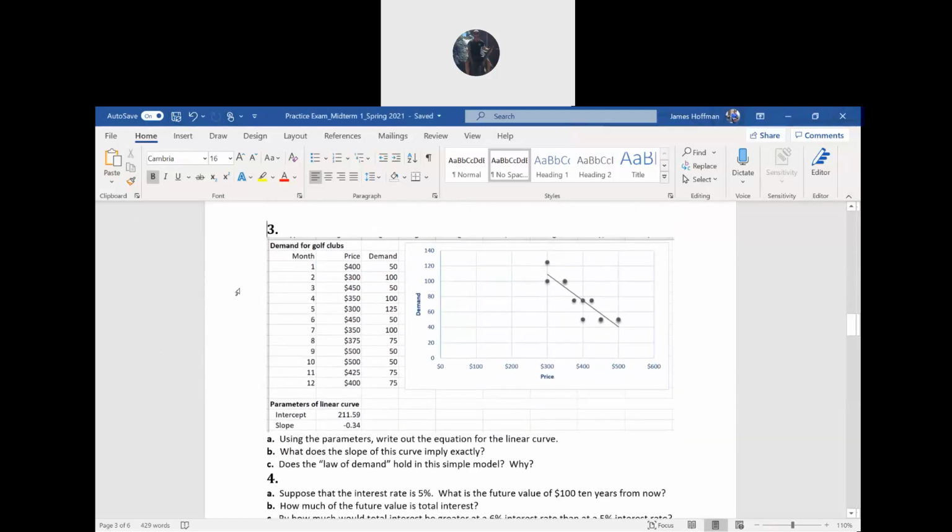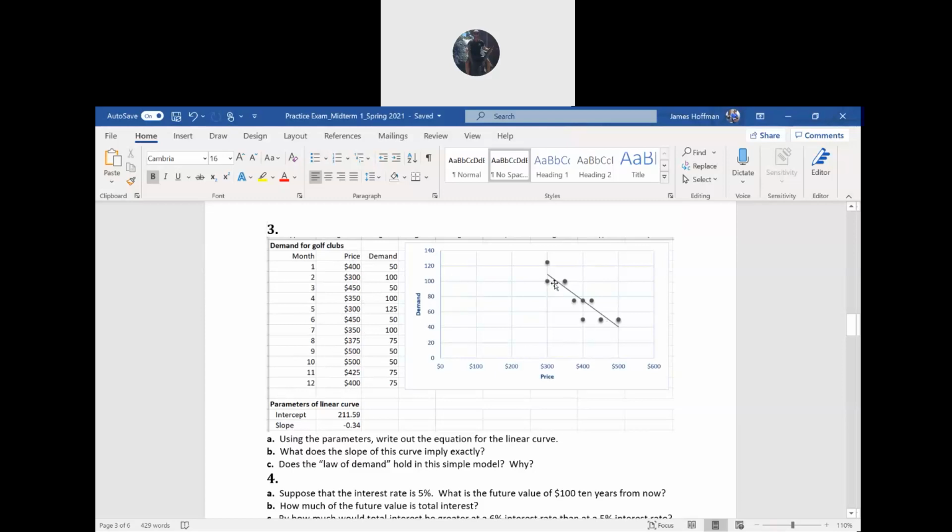Okay, number three. Number three is based on the golf club demand, right? So we have different months of data. We have different prices that were charged for those golf clubs during those months, and then the demand for those golf clubs based on the price. So you have this data.